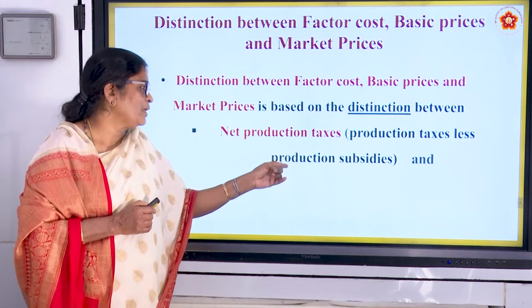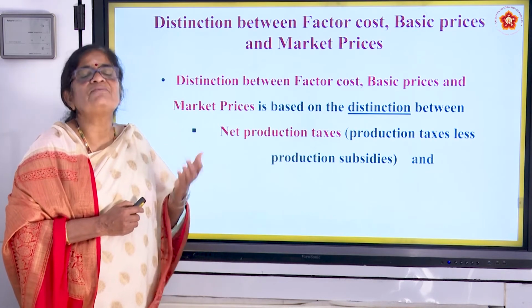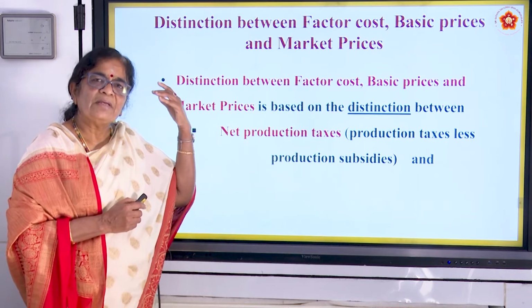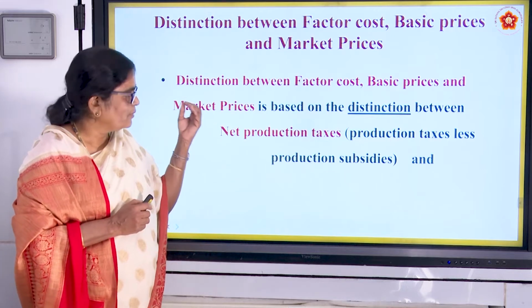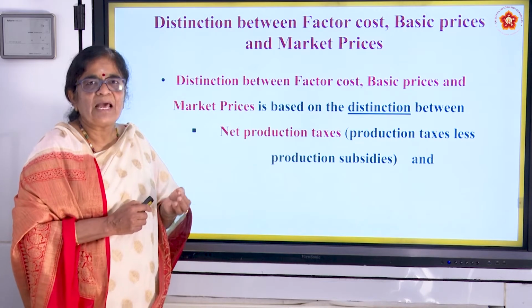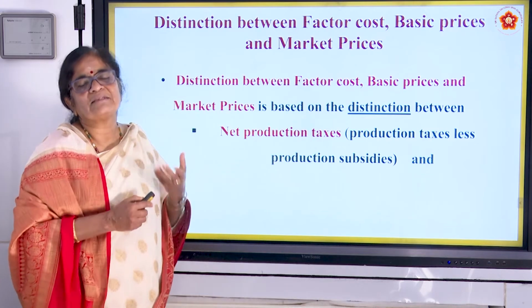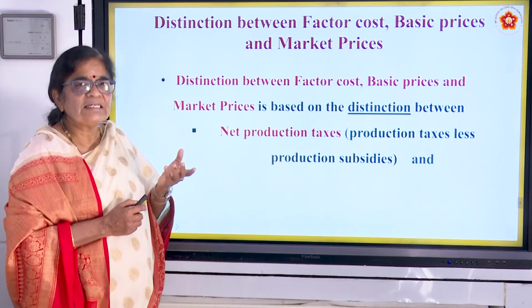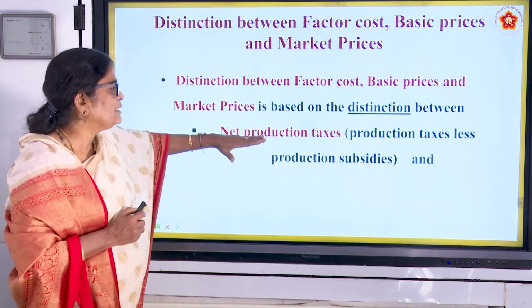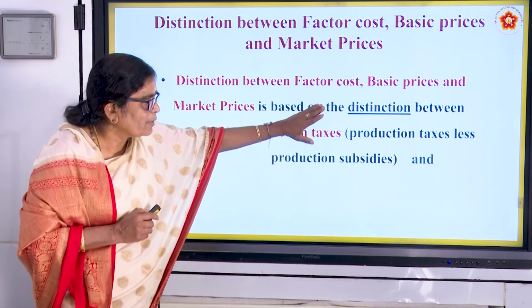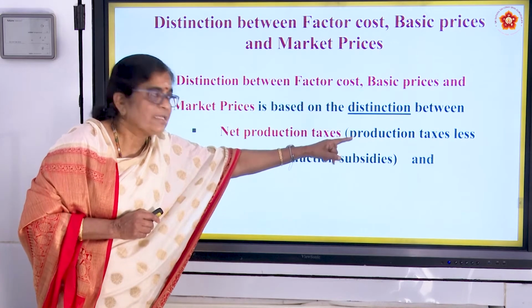Therefore, production taxes minus production subsidies. Sometimes the government gives subsidies to encourage the farmers to produce. For example, small industries in very backward areas will get subsidies. Railway subsidies are given, and even gasoline or gas subsidies. These are examples for the small industries; they can be given production subsidies. Therefore, for net production, you deduct the production subsidies from the production taxes. Less means minus.